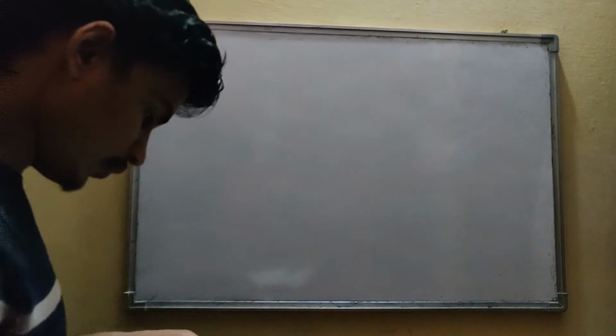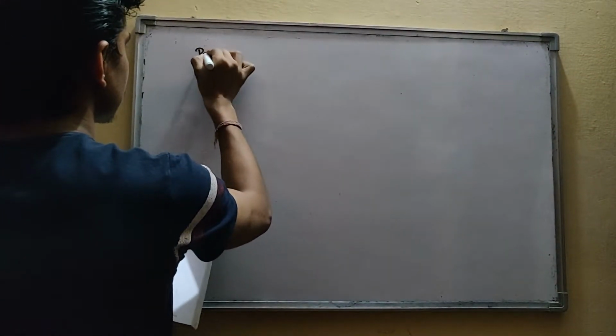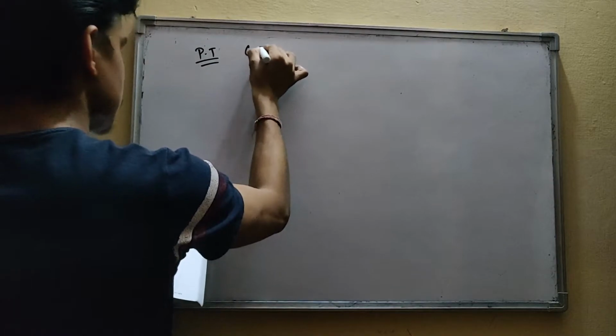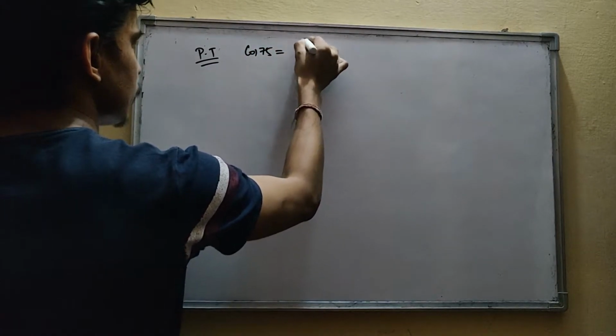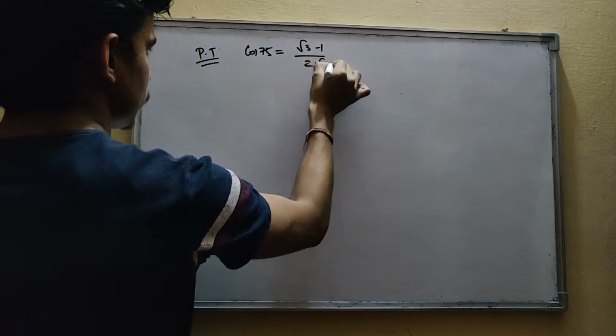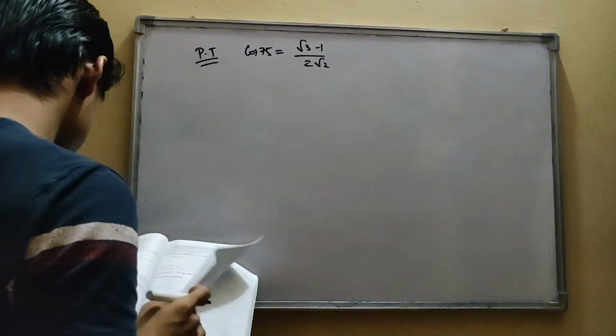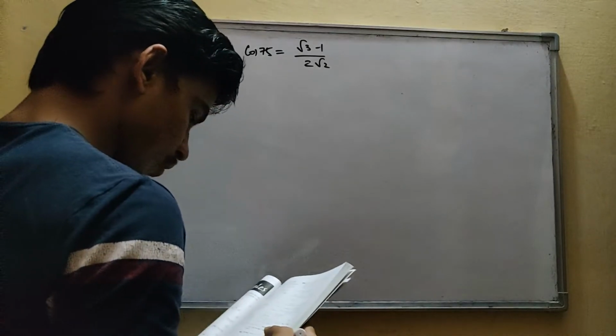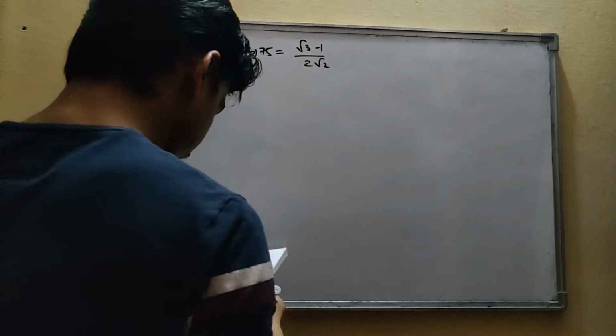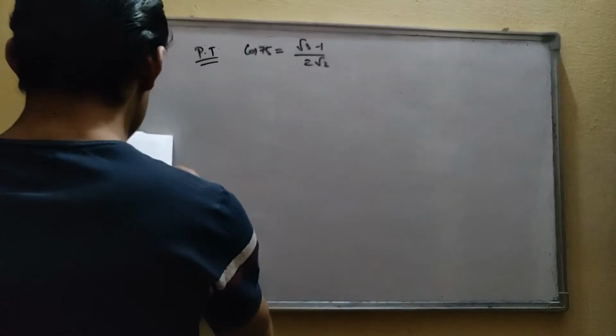So one basic question is: prove that cos 75 is equal to root 3 minus 1 upon 2 root 2. That is a very simple question. You can try it by yourself first. I guess we have already done this question before. Okay, so try to solve it by yourself.